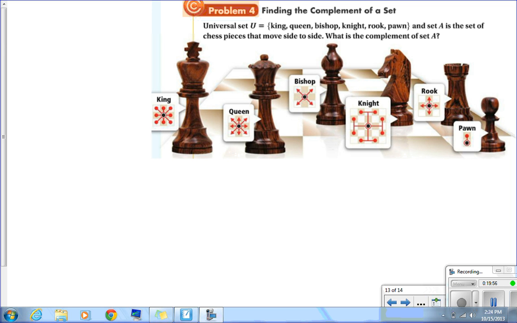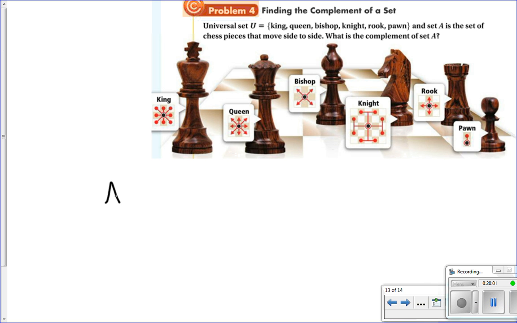So if my universal set is all of the pieces, set A is going to be all the pieces that move side to side. So let's list them. Well, that's the king. The king moves from left to right, moves side to side. So does the queen. The bishop does not, because it only moves in diagonals. Nor does the knight. The knight kind of moves in an L shape, so it can't be the knight either. The knight moves in an L shape, bishop moves in diagonals.